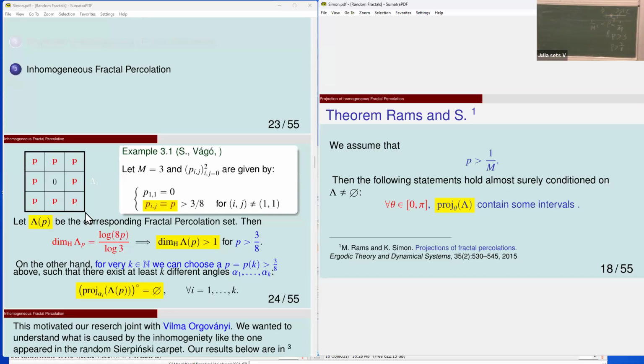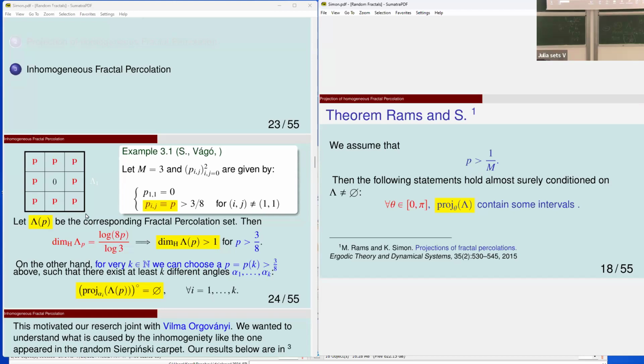Because P guarantees that the Hausdorff dimension of the random set is bigger than 1, but I have 1 million directions in which the projection is going to be with no interior point. So if you have such an inhomogeneity, then the situation is different. So this was pretty much like the introduction.